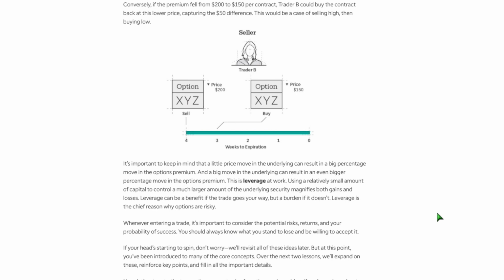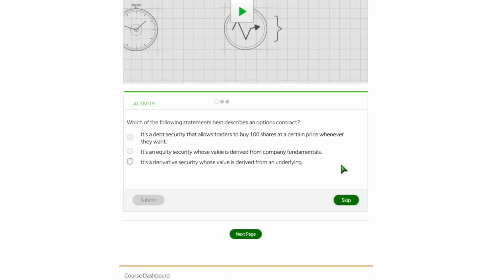Whenever entering a trade, it's important to consider the potential risks, returns, and your probability of success. You should always know what you stand to lose and be willing to accept it. So let's see if you learned anything. We'll go through this quiz, and pause the video after I ask the question to see if you can get the right answer. Which of the following statements best describes an options contract?